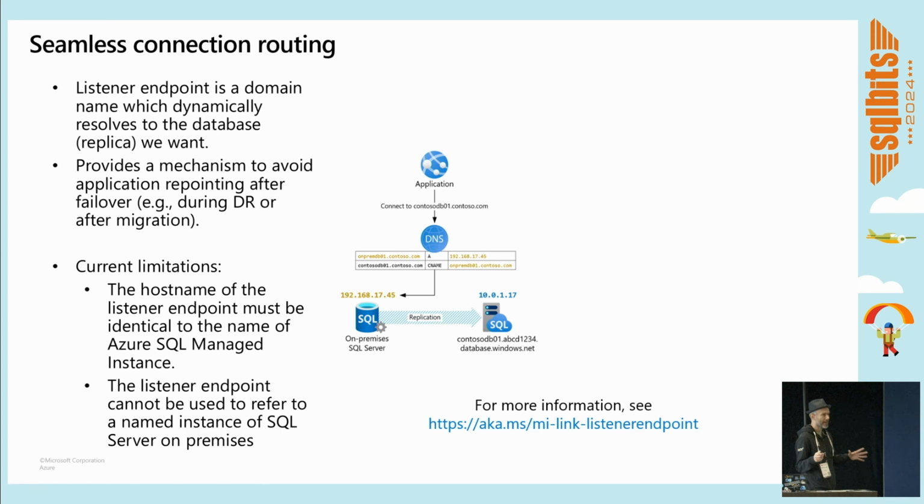Although we do not provide anything on the box, one way you can accomplish this is by using a listener endpoint. There is a nice article here that you can read in detail, but basically, to avoid application repointing, you can create a DNS alias which can be resolved either to your on-prem replica or to your SQL MI replica. When you initiate a failover, you also initiate the swap in your DNS records, and then your application need not be repointed explicitly because now it will be resolved to your current primary.